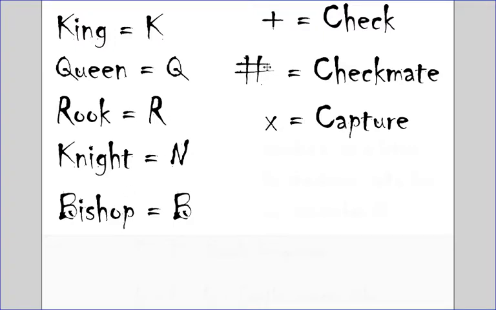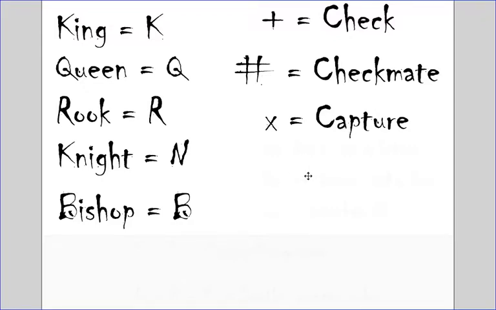Now, there are other symbols. There are exclamation marks, which indicate a really good move. Double exclamation marks indicate an excellent move. A question mark indicates a questionable move. Double question marks indicate a bad move or a blunder. Plus mark is check. You're attacking the king. So if the move puts a king in attack, you put a plus next to it. Hashtag is checkmate. Game over. You win. X is used when you write for capturing a piece.